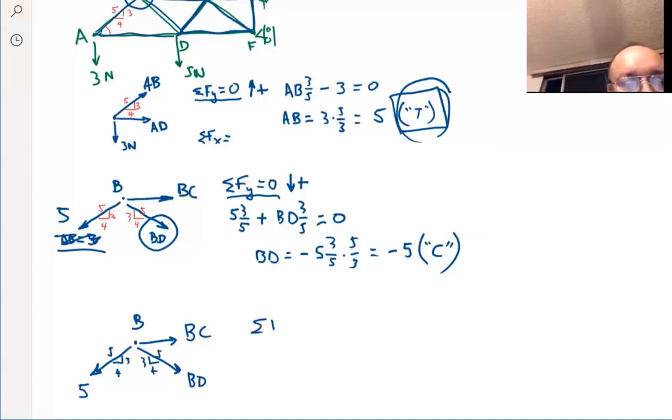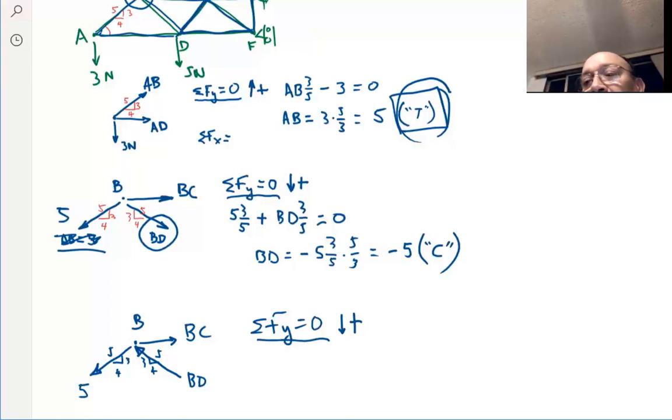So here, summation of forces in the y direction equals 0. I can put positive going up or positive going down. Anything you want is the same. Okay, let's do it here. Oh, you want BD in the other direction, like this, right? That's what you want? Yeah. Okay. So summation of forces in the y direction. Do you want positive down or positive up? Down, positive. Okay, perfect.